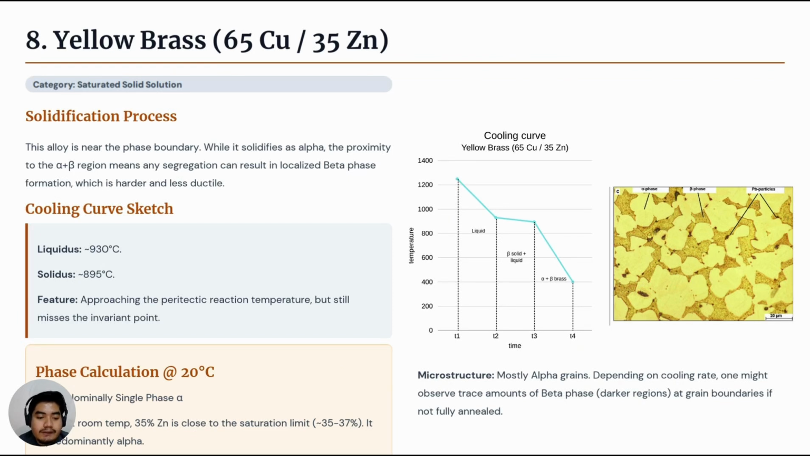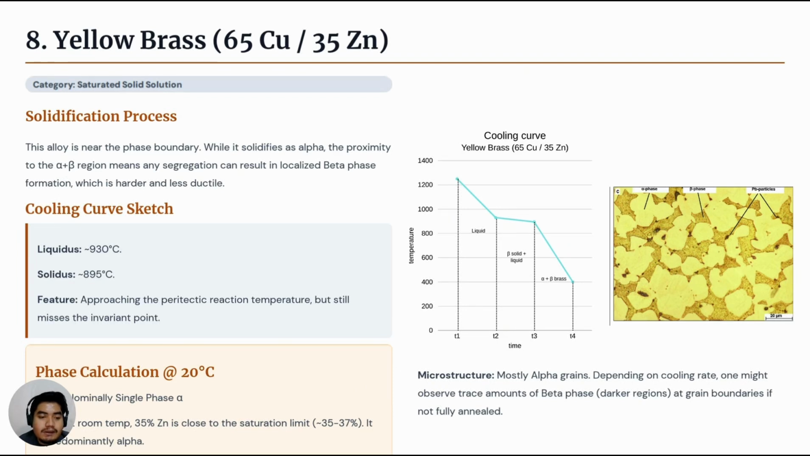Cooling curve sketch. The cooling curve shows a relatively narrow freezing range, with liquidus around 930 degrees Celsius and solidus near 895 degrees Celsius. While it approaches the peritectic temperature, it does not undergo an invariant reaction.